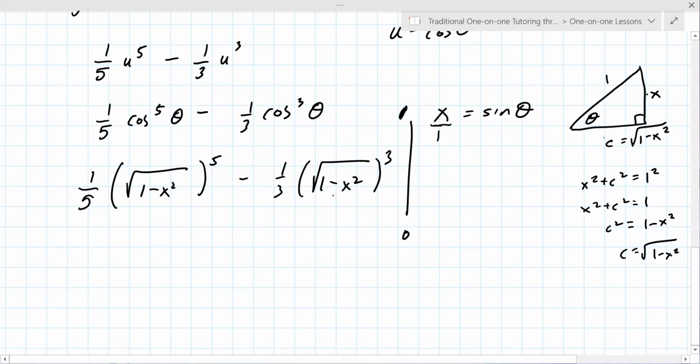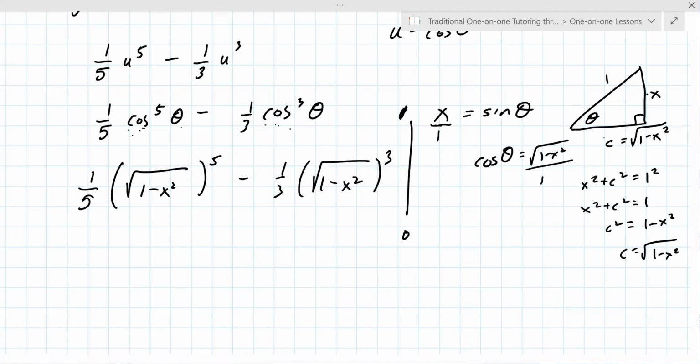Okay, so that's where it became, well, but that doesn't even answer your question. We needed cosine theta because we need to substitute in for cosine theta. So cosine theta is adjacent over hypotenuse. It's the square root of 1 minus x squared over 1. And that's the substitution we made for cosine. All right, so is that okay?